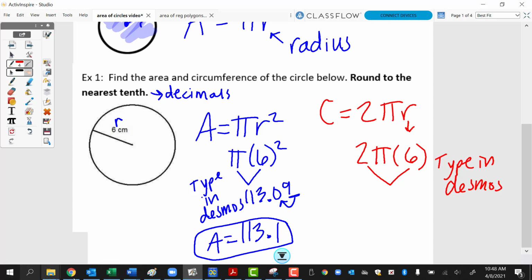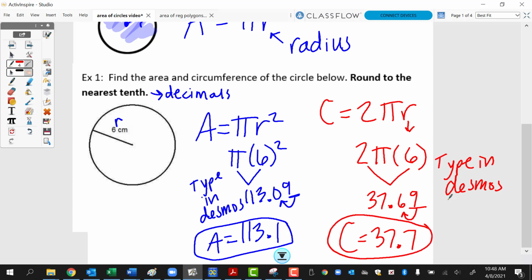And I already forgot what it was. 37.69. Here we go. So we're rounding. Does the 9 make the 6 bigger or keep it the same? It makes the 6 bigger by 1 number. So that means the final answer is 37.7. One number bigger than 6 is 7. And that's my circumference. Okay? Pretty easy. Round to the nearest tenth. You just type everything in the calculator.